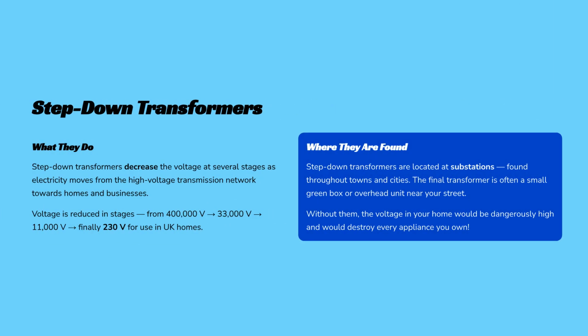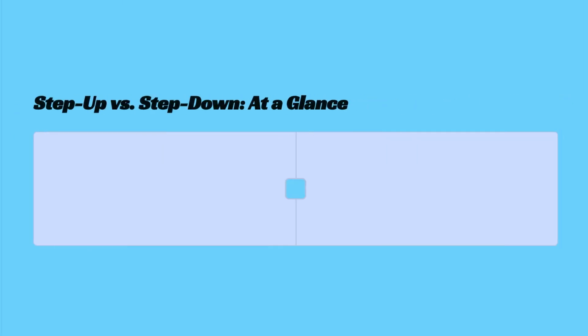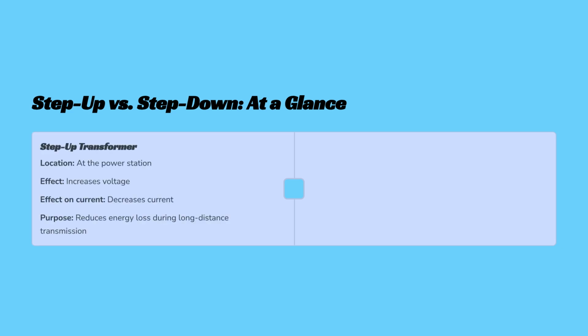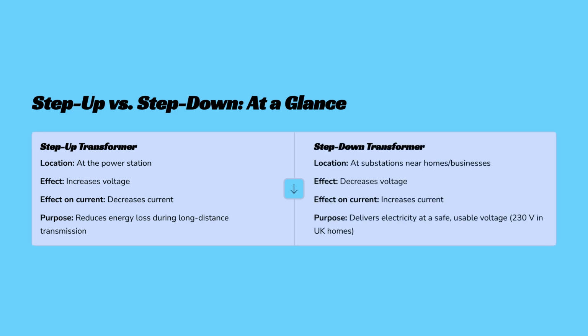Step-down transformers are found at substations. They reduce the voltage in stages as it nears your home, ultimately providing a safe 230 volts for your appliances. Here is a quick summary comparing the two types of transformers. Remember that step-up transformers increase voltage to reduce current, while step-down transformers do the opposite.